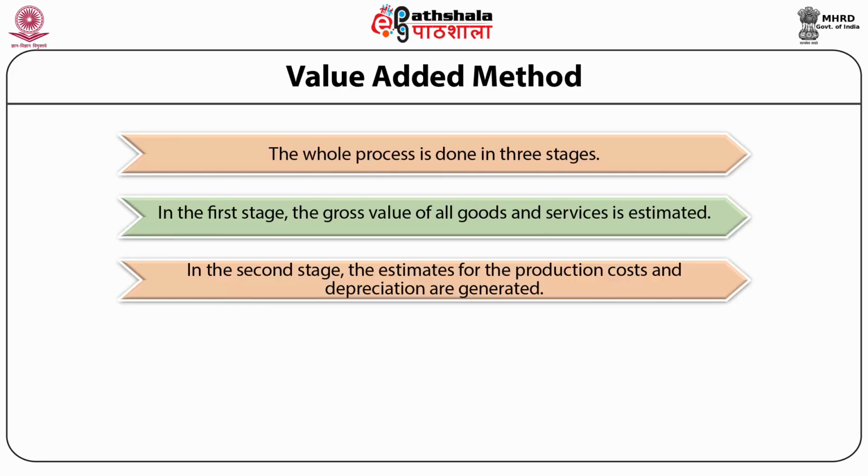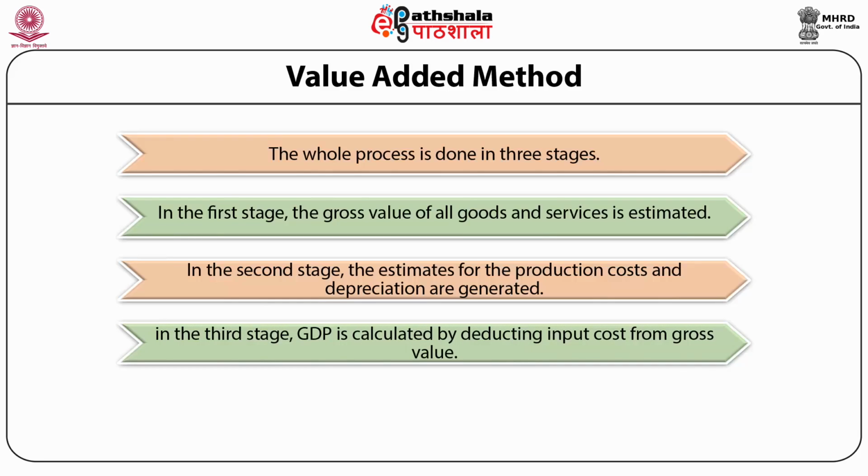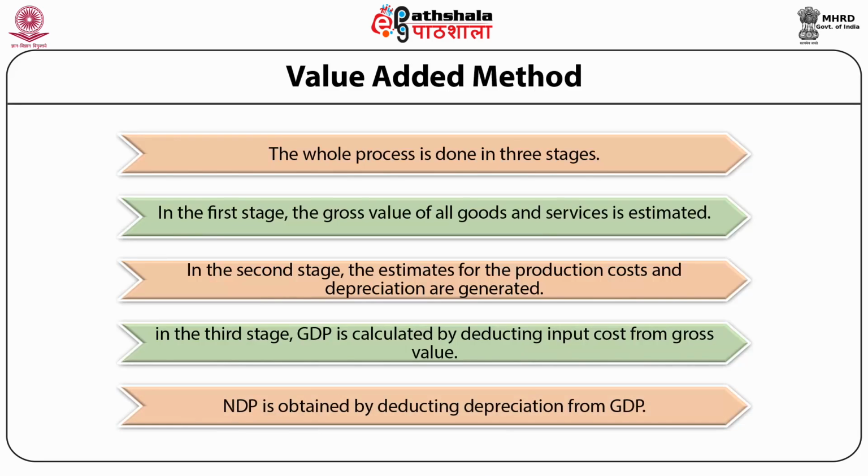The information on inputs is used for sectors where it is easy to obtain. In other cases, the cost is based on estimates of inputs as a share of output. The depreciation is generally estimated as certain percentage of gross value based on some accepted norms about depreciation. After obtaining the estimates of gross value, input cost, and depreciation, GDP is calculated. In the third stage, by deducting input cost from gross values, GDP is obtained, and NDP is obtained by deducting depreciation from GDP.